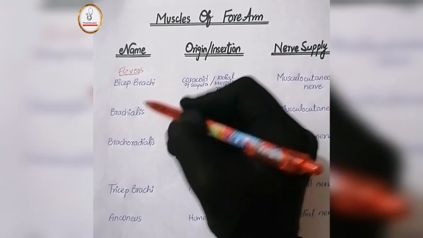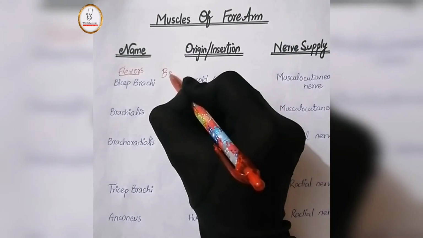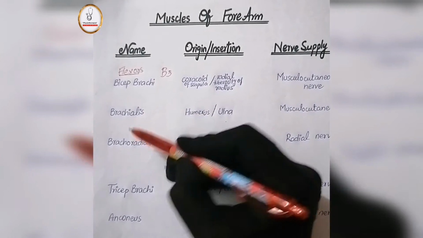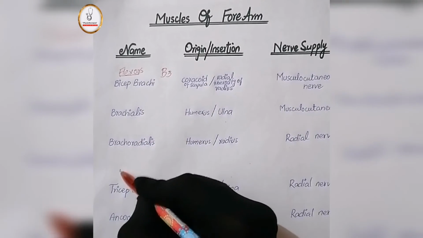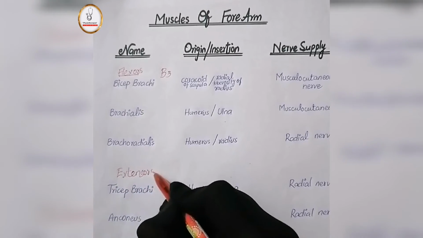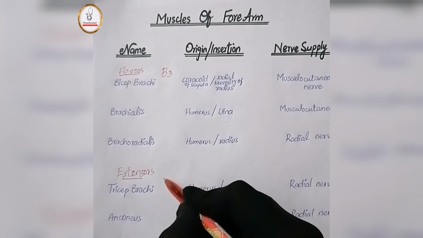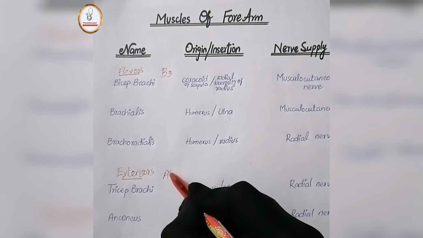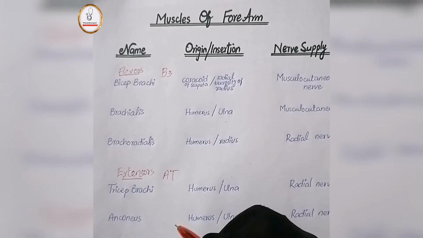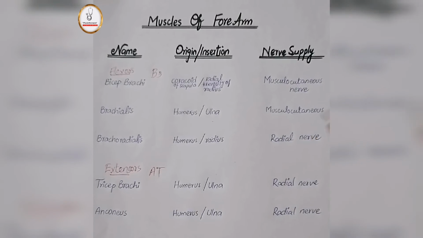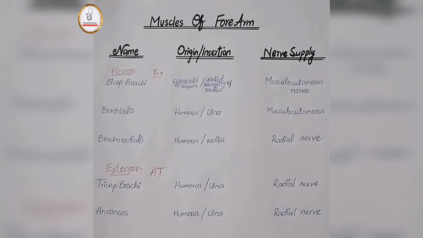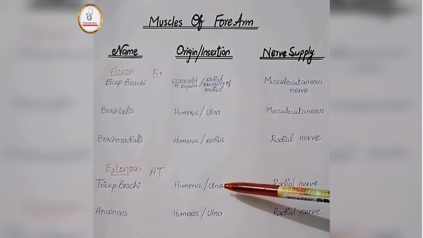and the mnemonic is B3. Biceps brachii, brachialis, and brachioradialis. And these two muscles are the extensors of the forearm, and its mnemonic is AT. A stands for anconeus and T stands for triceps brachii. In this way, we covered all the major muscles of the forearm that contribute to the movement of the forearm, the flexors and the extensors.